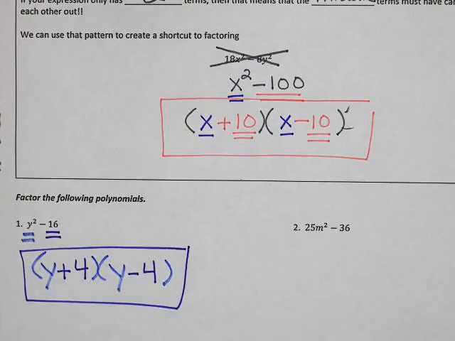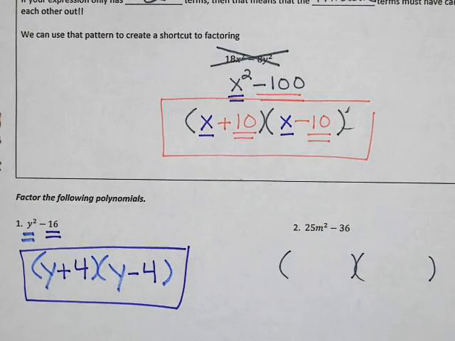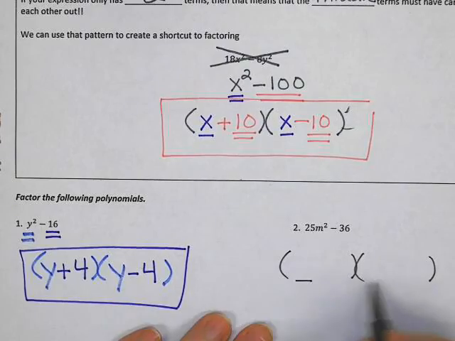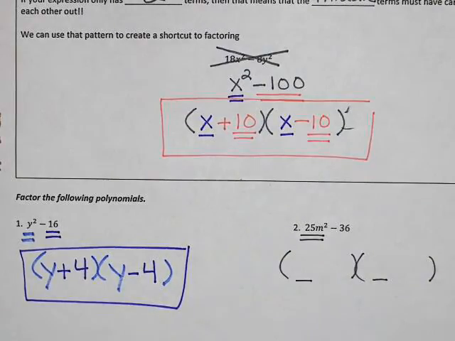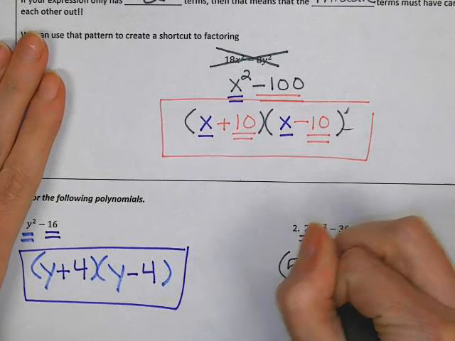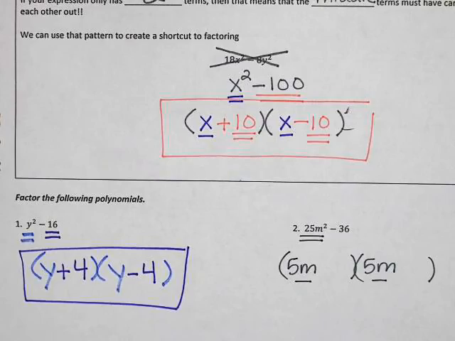All right, number 2, same thing. Parentheses, parentheses. We need 2 numbers that are going to multiply to 25m squared, and they have to be the same. So it's got to be 5m and 5m. I think you guys are getting the hang of this by now.